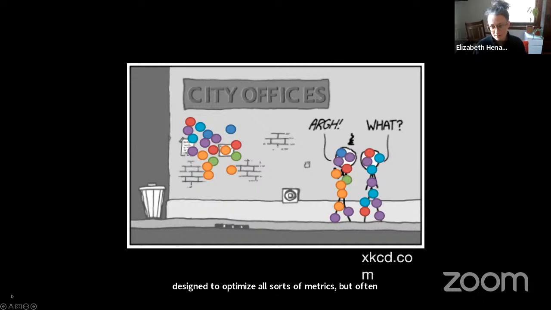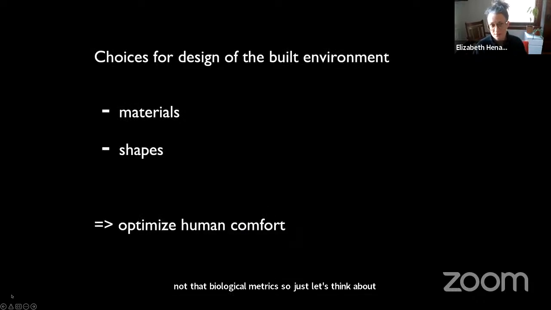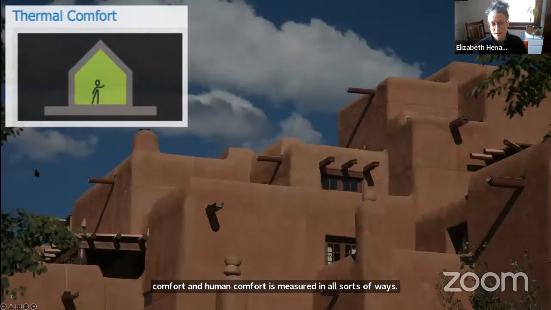So let's think about what it means exactly to design for a metric, for a second. We have all sorts of choices available to us for the design of the built environment. Generally speaking, we have choices of materials and we have choices of shapes. And oftentimes these two parameters are chosen in order to optimize human comfort. And human comfort is measured in all sorts of ways. So we can measure things like temperature, for example. That's something that's easy to measure and to perceive in our environment.